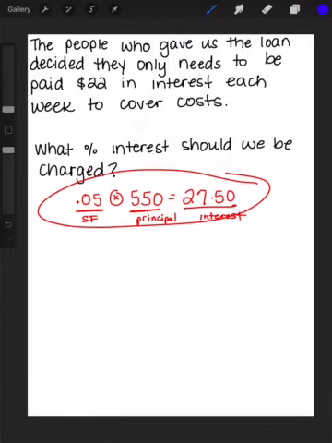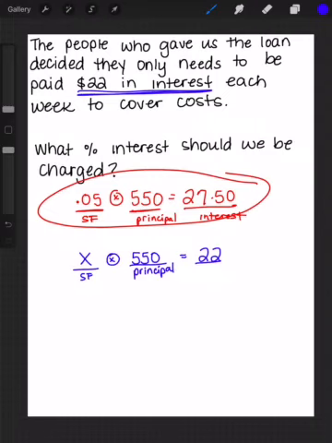Our new one, we don't know what our scale factor is. So that's our x. It's our scale factor, times 550. Our principal hasn't changed. That's still how much money we need to borrow. Equals $22, which is what they're saying the interest actually needs to be.